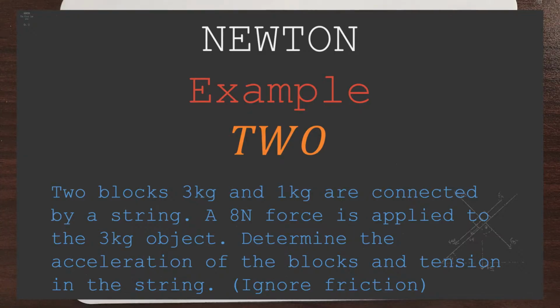Example 2. Now in this case we have two blocks, a 3 kilogram and a 1 kilogram block. They are connected by a string. An 8 newton force is applied to the 3 kilogram object, and then we need to determine the acceleration of the blocks and the tension in the string.